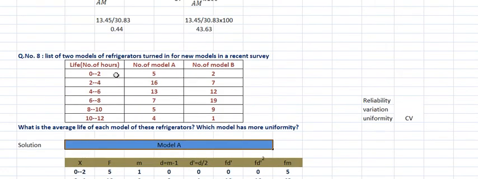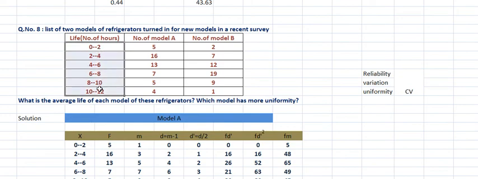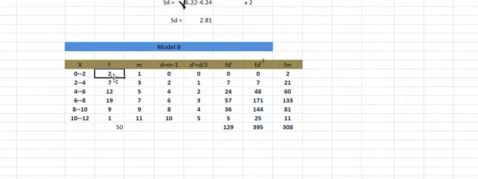Same type means what? You need to take the variable, that is life in number of hours x, and the frequency for B is this one, right? So I will show the model B now. Then we need to conclude this information, which company is better. Come on, see now the model B. So the class intervals are the same, and the same frequency 2 to 1.